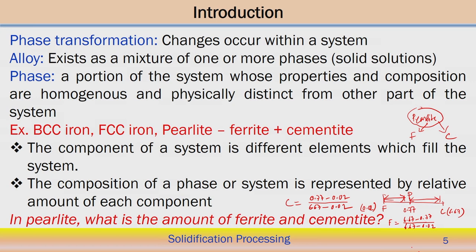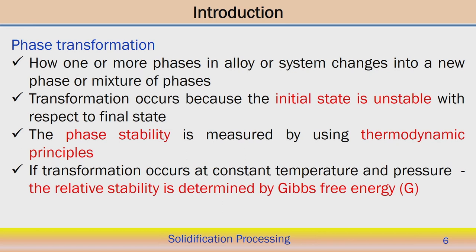And within a particular system, if there is an existence of a phase mixture, by applying the lever rule or proportionate way, we can find out the composition or percentage of the different phases. Then we focus on the phase transformation: how one or more phases in an alloy or system change into new phases or a mixture of phases. That is what is associated with phase transformation.